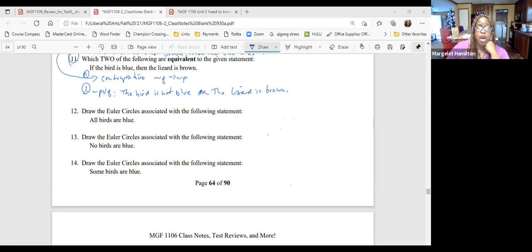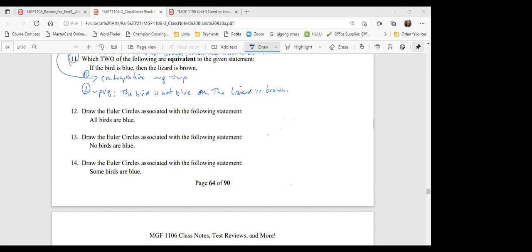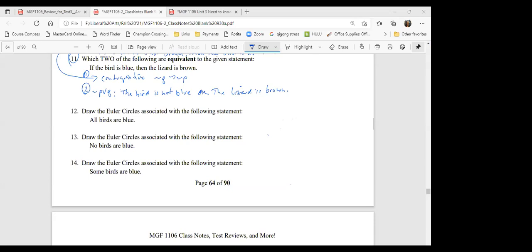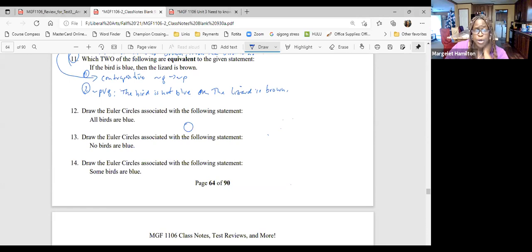Here, we're going to just draw our statements. It says all birds are blue. What should that look like if I was drawing it? Two circles, one inside the other. What circle is going to be inside? Birds. So you should have a small circle called birds, and then a bigger circle outside called blue. Is everybody all right with that? So this says all birds are blue. Any questions about it?